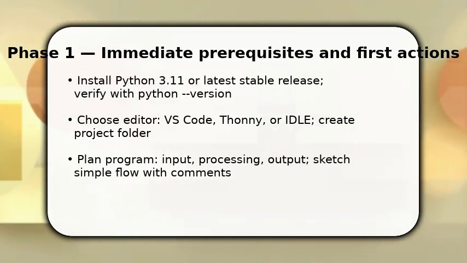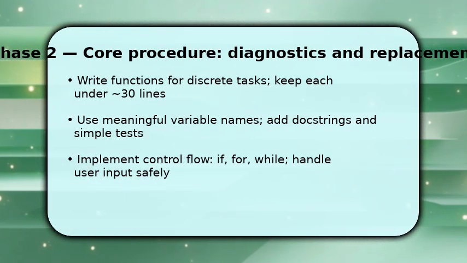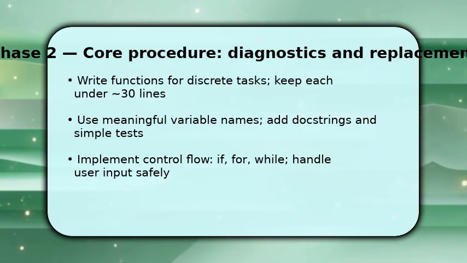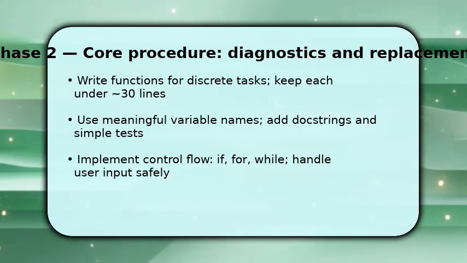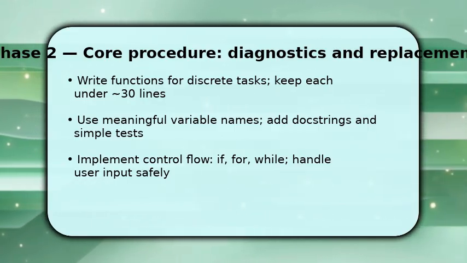You now implement the program's core. Break features into functions, and explain each with a one-line docstring. Start with input parsing, then the processing logic, and finally the output formatter. Use clear variable names so you can read code later, for example, total_score instead of x. Add simple inline tests or run example inputs to validate edge cases.